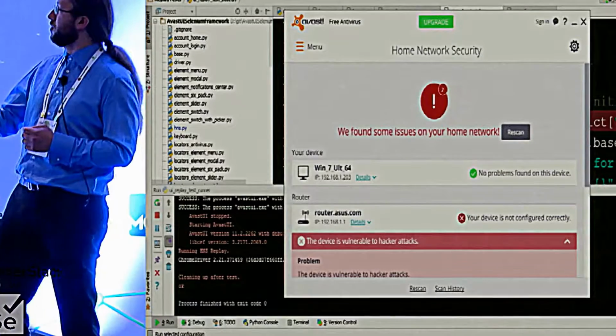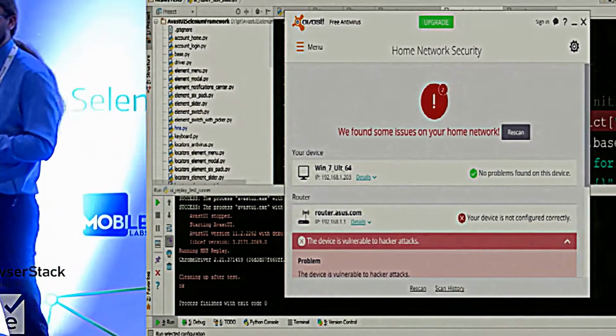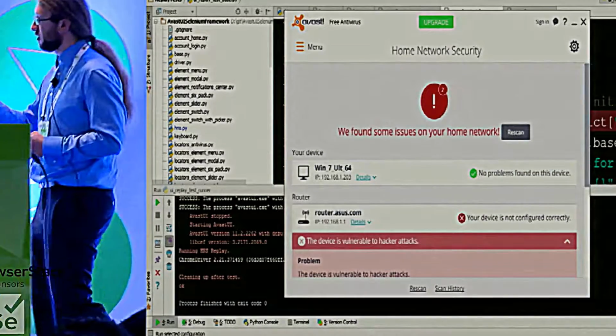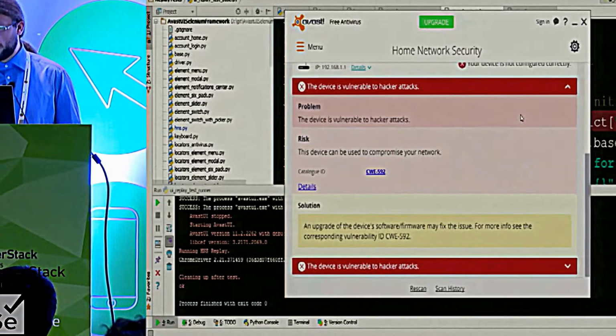And I hope you noticed that in the first example, it was closed. Now we clicked on that row, and we actually opened it using Selenium.